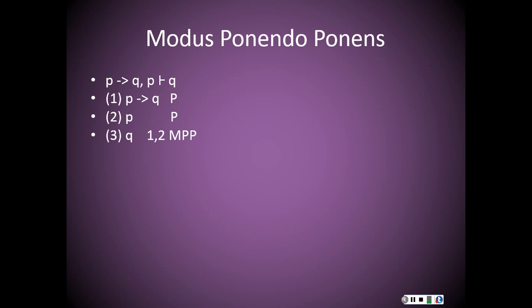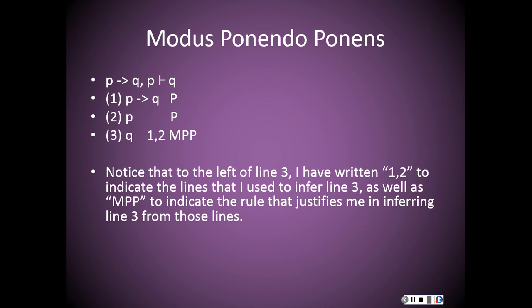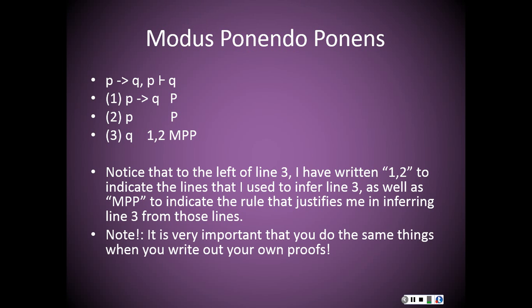So the antecedent of the conditional on line 1 is P. We have that antecedent on line 2. The consequent of the conditional on line 1 is Q. And since we have the antecedent of that conditional on line 2, we can write down the consequent of that conditional on line 3. Notice that to the left of line 3 I have written 1 and 2 to indicate the lines that I use to infer line 3, as well as MPP, that stands for, obviously, modus ponendo ponens. I've written that down to indicate the rule that justifies me in inferring line 3 from those lines.